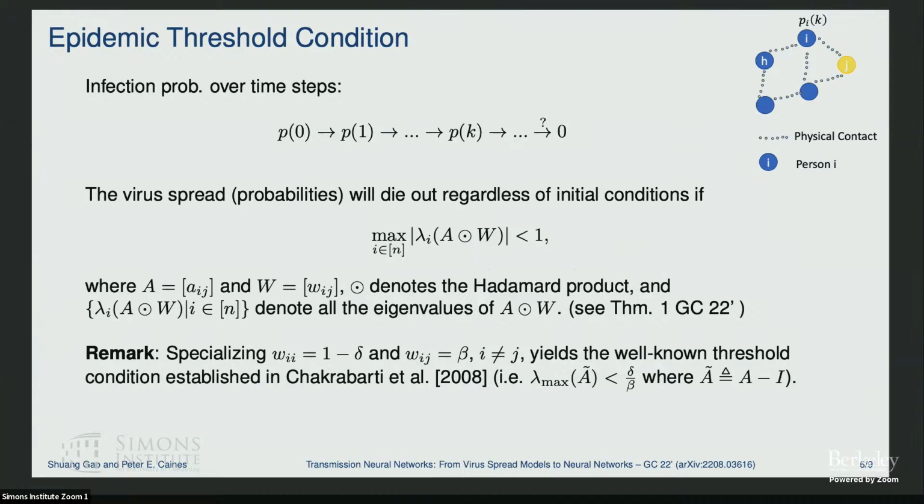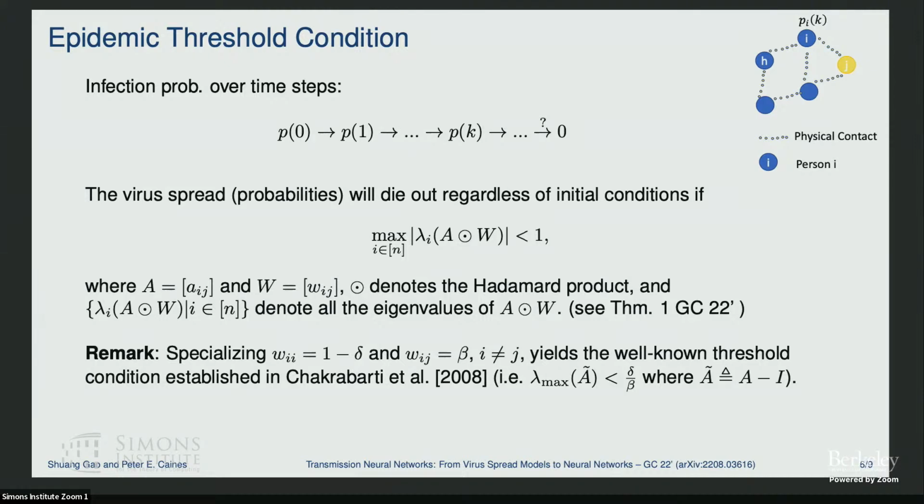If we ask the question, is the epidemic going to die out, that is, is the probability of infection going to 0 after several steps? We show that when the eigenvalues of this matrix are less than 1 in absolute value, this would hold regardless of your initial conditions. Here, this matrix is simply the element-wise product of these two matrices. A corresponds to the matrix of the number of particles transmitted across the links, and W is the transmission probability matrix.